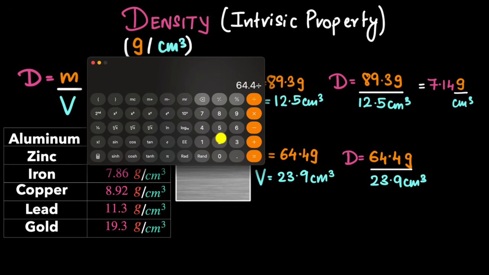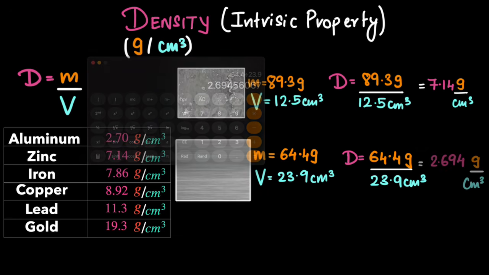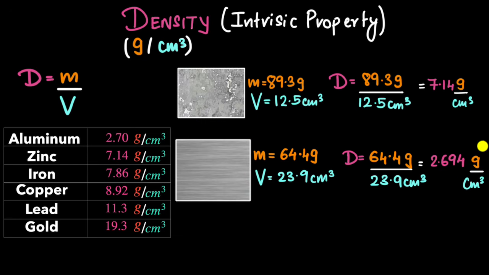64.4 divided by 23.9. And that gives you 2.694. And again, rounding it off to 2 decimals, without worrying too much about why we're rounding it off to 2 decimals, we get 2.69 grams per cm cube. That's the density of this material.